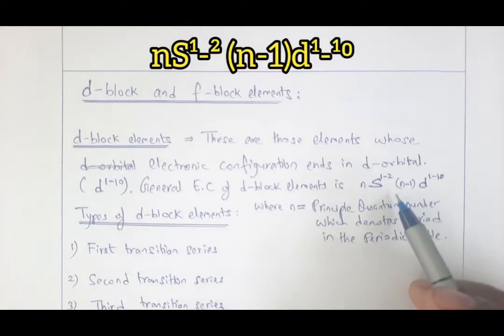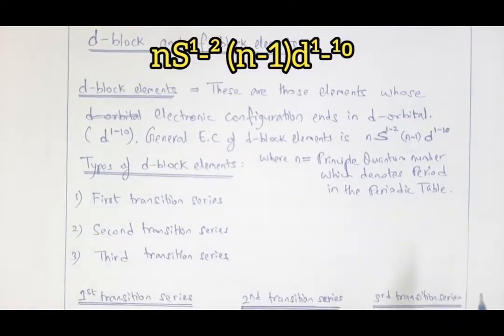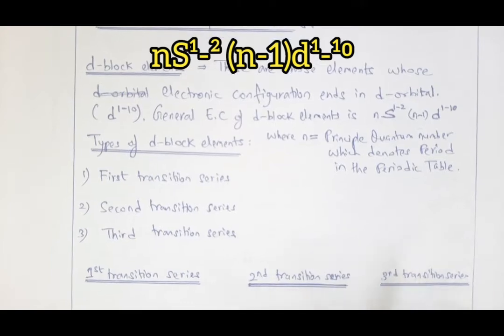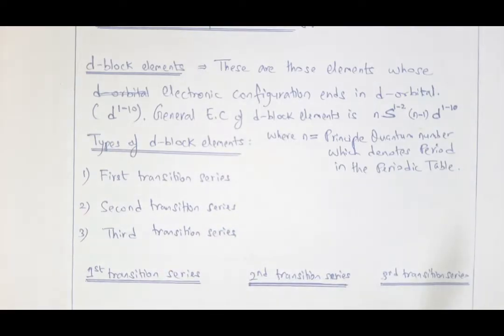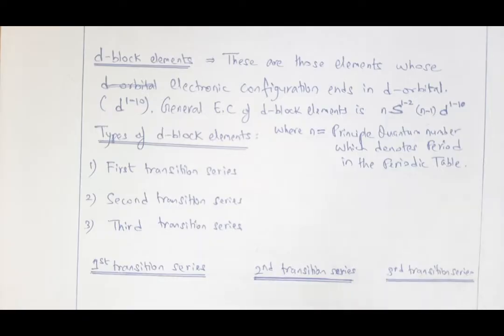So this may be asked. So do remember the general electronic configuration of D block element, and n means principal quantum number, which denotes period in the periodic table. Now this D block element is of 3 types, students. One is called first transition series, second transition series, and third transition series. Actually, there is a fourth transition series also given in the book, but that is radioactive element, so we don't learn it here. So we just learn about the first 3: first transition, second transition, and third transition series are the 3 types of D block elements.